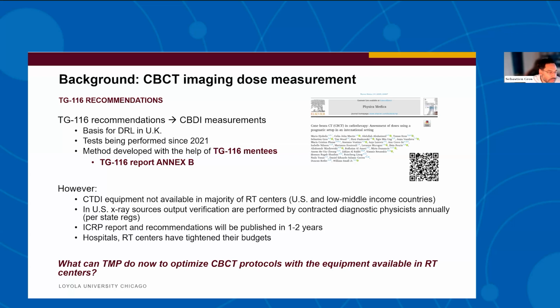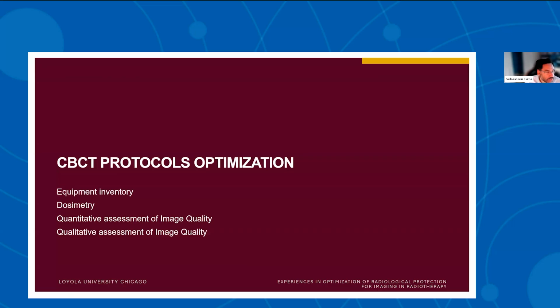So what can we do now as medical physicists to optimize our Cone beam protocols, looking at the equipment we have in our radiotherapy center? So that's what we tried to do. Basically, the first thing we did was an equipment inventory, see what we have, perform some dosimetry on our Cone beam CT protocols, and look at protocol optimization with image quality in mind, looking at quantitative assessment and qualitative assessment. So we look at that in more detail.